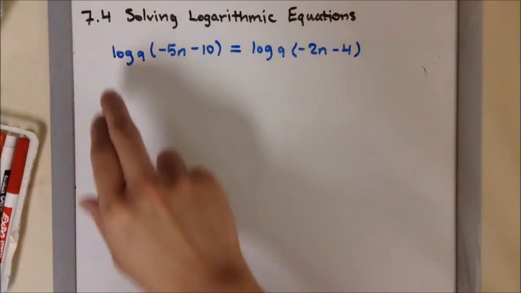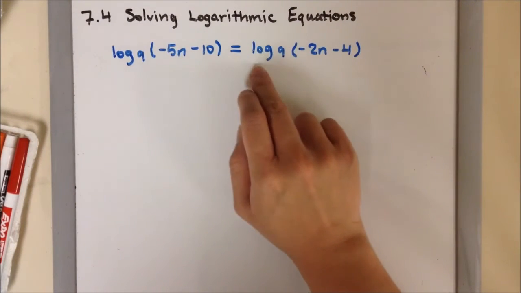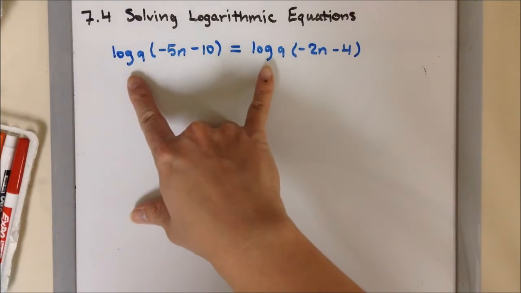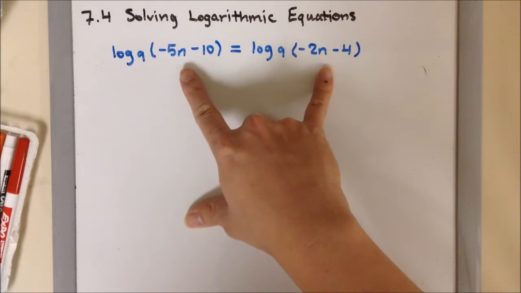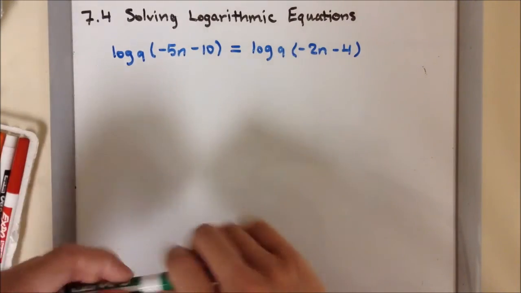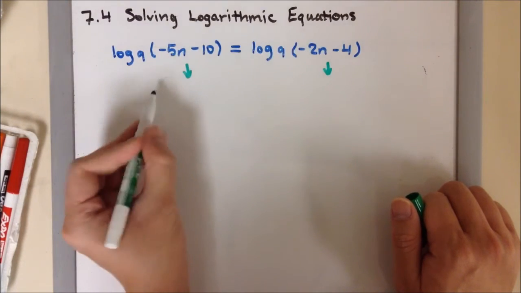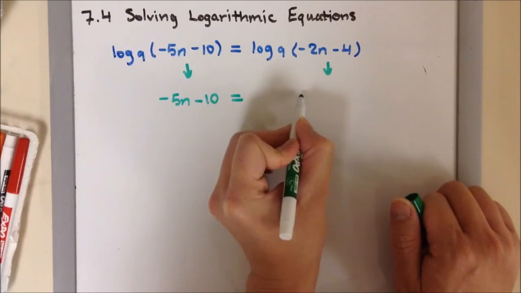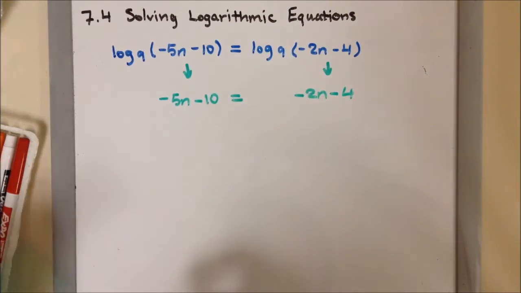In this example, we have log base 9 of negative 5n minus 10 equal log base 9 of negative 2n minus 4. Since the log has the same base on the left side and on the right side, then we're just going to focus on the log answer, or basically what's inside the parenthesis. So I'm going to bring down negative 5n minus 10 and negative 2n minus 4 with the equal sign, and then I'm going to solve for n.